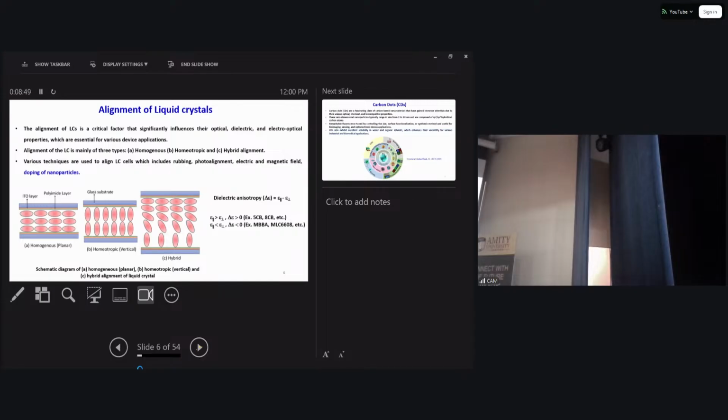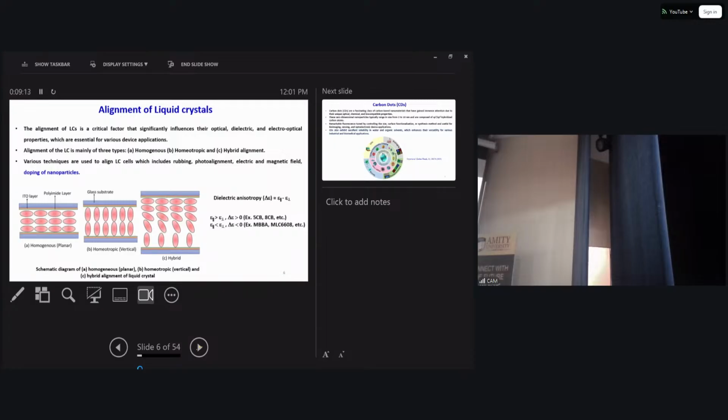Number one, as you can see in the left panel, figure A. Here this is called the planar alignment. These two are the substrates, including glass, and then you have indium tin oxide. Then basically we have to use a certain kind of layer, a polyimide kind of material. So polyimide has to be coated on the substrate. You have to do certain processing, and then you rub it.